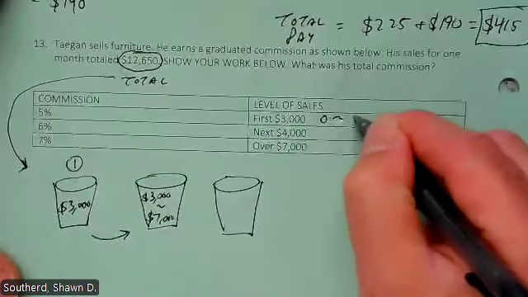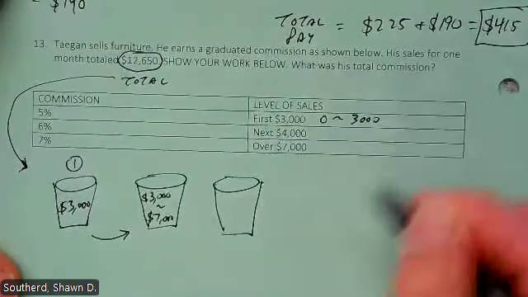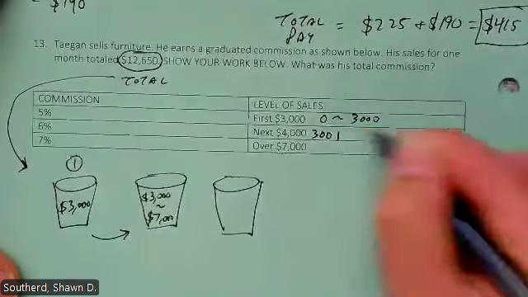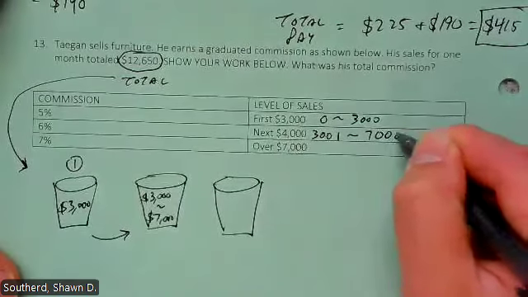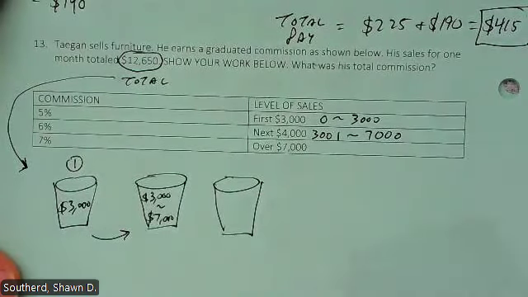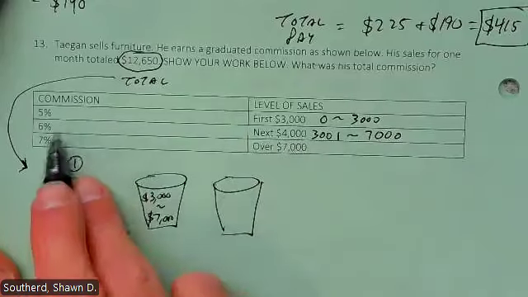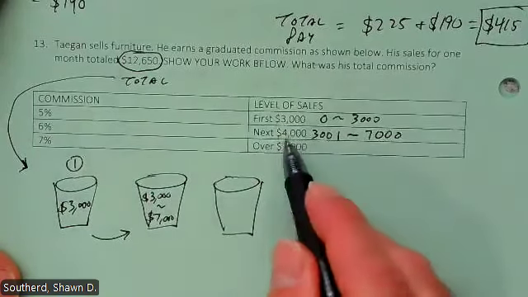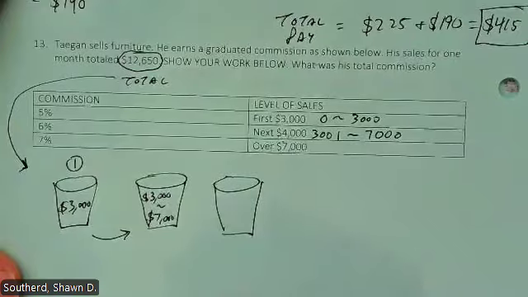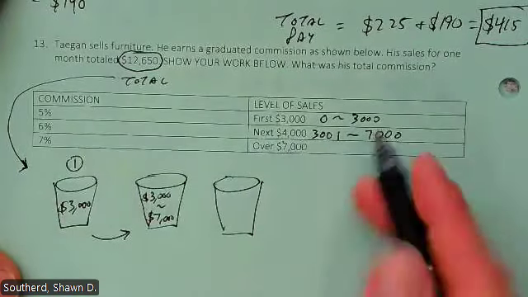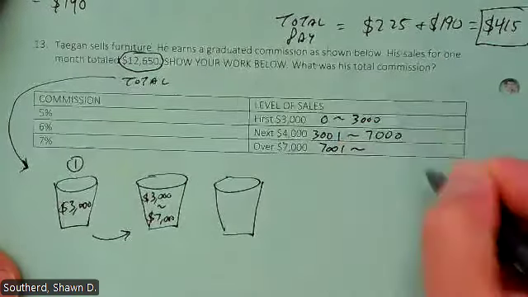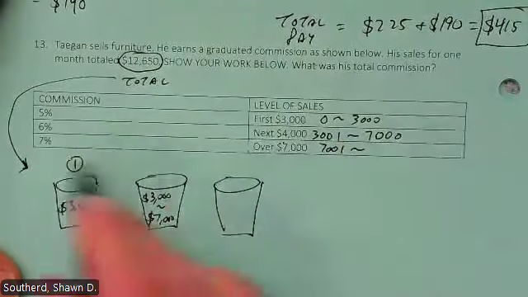So basically from 0 to 3,000, you're going to get paid 5%. From that first dollar beyond 3,000 all the way up to 7,000, you're going to get paid the 6% commission because it's the next $4,000. That's the range there. And then anything over $7,000, so $7,001 and up, is going to be 7%.